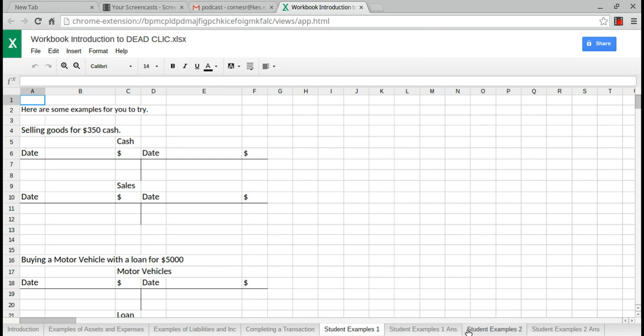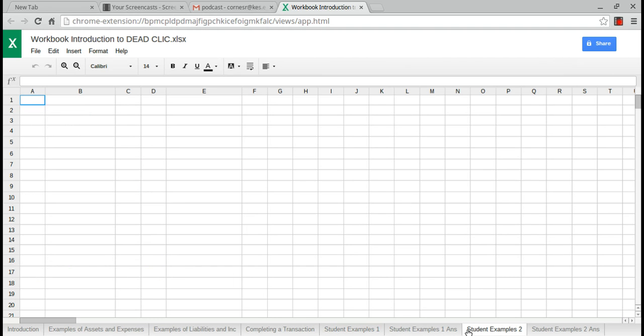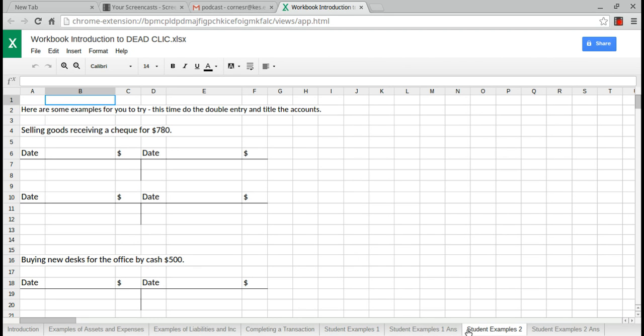On the second set of examples, slightly more difficult because you're going to need to decide what you're going to call both the T accounts for the examples. Once you've done it, you'll be able to go and check that you've done the right thing. Okay, I've given you the answers as well to the questions.